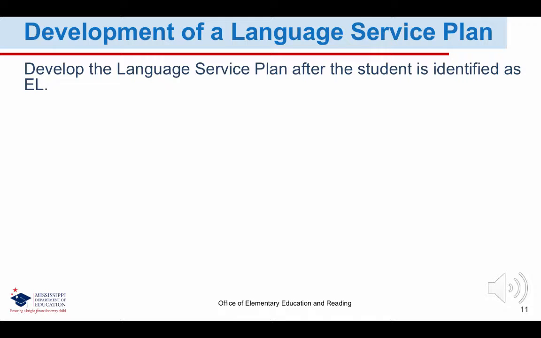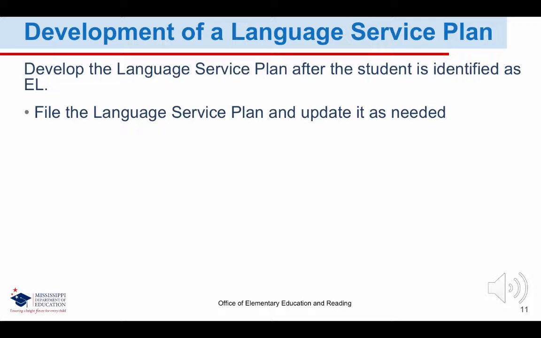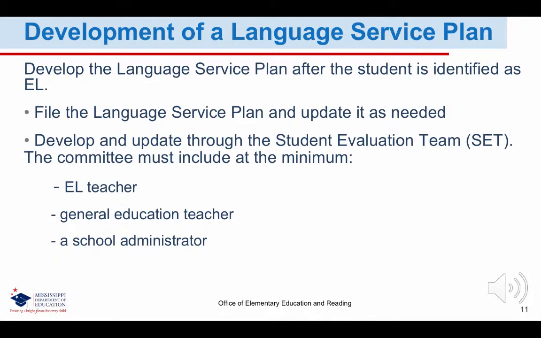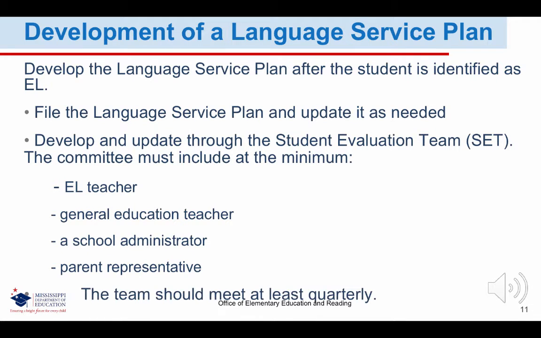We develop the language service plan after the student is identified as an English learner. You should file the language service plan and update it as needed. It should be developed and updated through the student evaluation team. That committee must include, at the minimum, the English learner teacher, the general education teacher, a school administrator, and the parent representative. This team should meet at least quarterly.